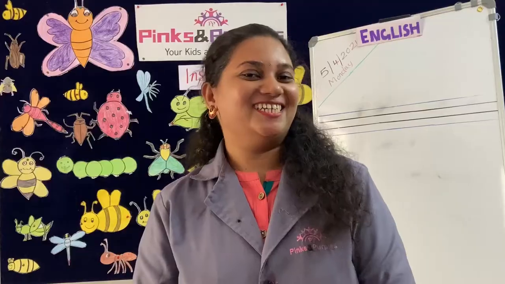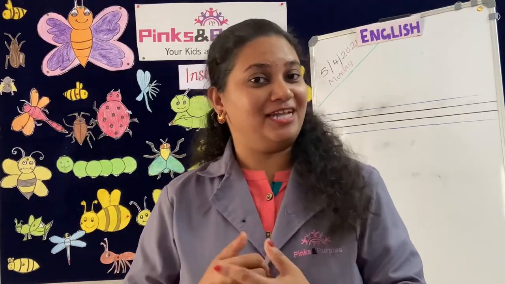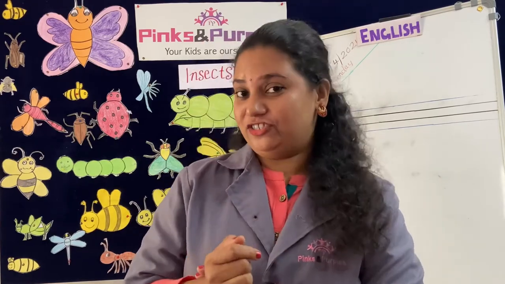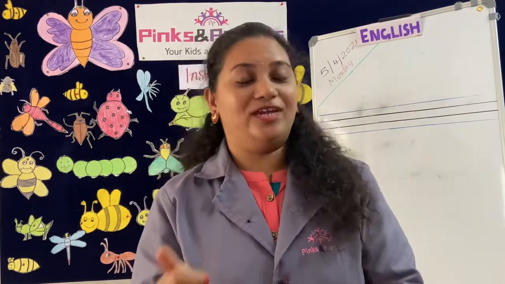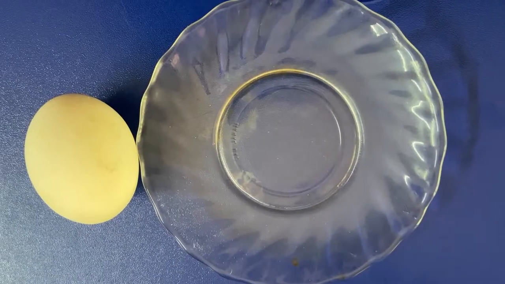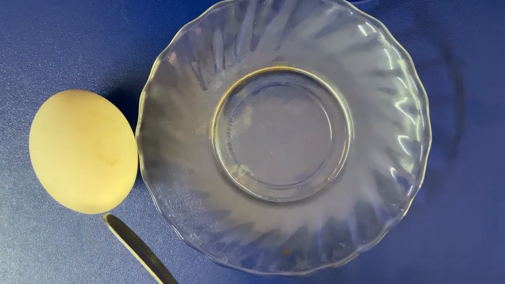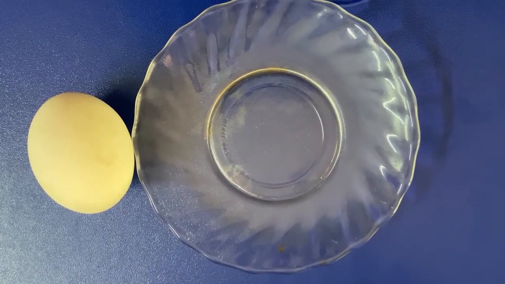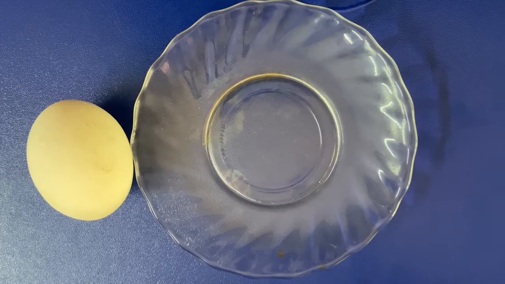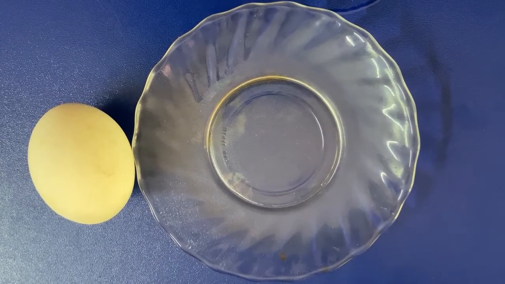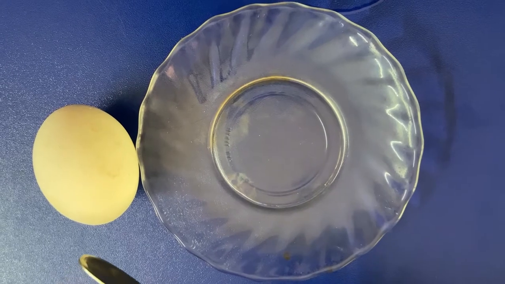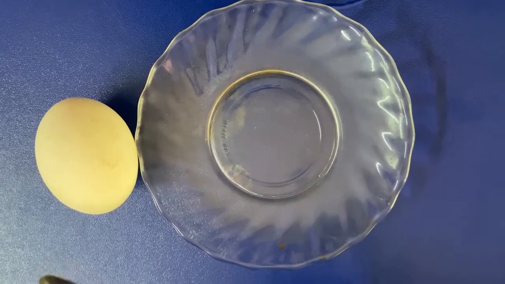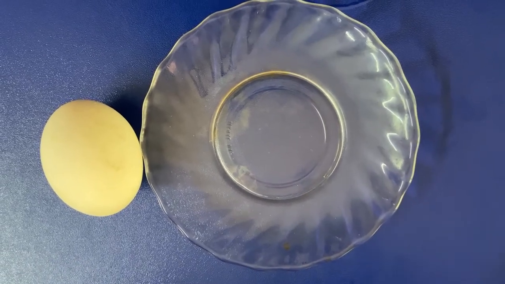Okay. Children, all of you like my magic show? Yes? Okay. Today, I will teach you one new letter. Wait and see. All of you look here. What is this? Yes, this is an egg. The letter is inside the egg. So, that's why we have to put this egg.